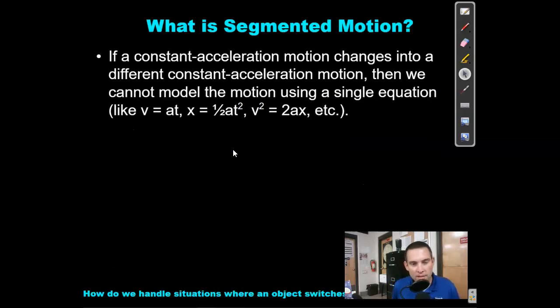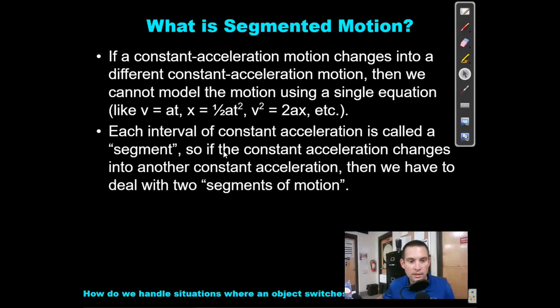So, segmented motion is if a constant acceleration motion changes into different constant acceleration motion, then we cannot model the motion using just one equation. Each interval of constant acceleration is called a segment. So if the constant acceleration changes into another constant acceleration, then we have to deal with two segments of motion.